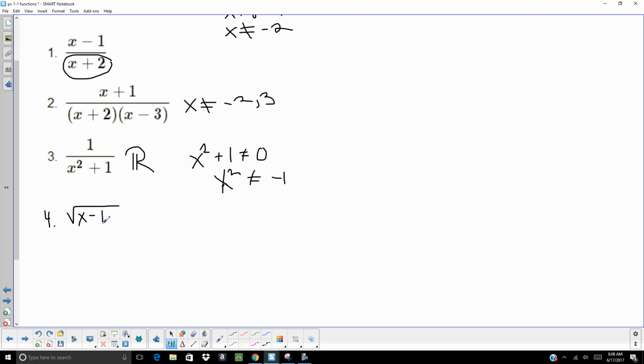Number 4 is slightly different because I have a radical. There's no denominator here. It's a radical. And to take a square root, I know I have to have a nonnegative number. So x minus 1 has to be greater than or equal to 0. I can have 0 underneath that radical. I can't have a negative. Everything has to be bigger. So on that one, my answer is going to be x is greater than or equal to 1. And that is my solution.